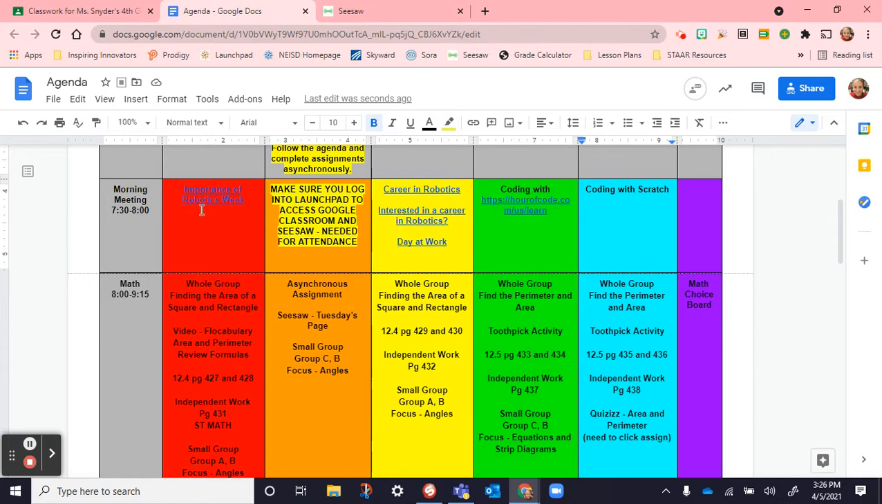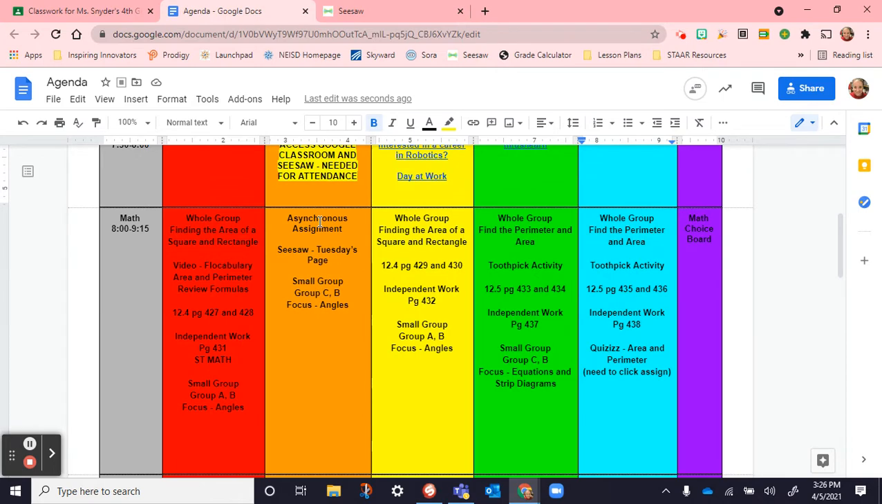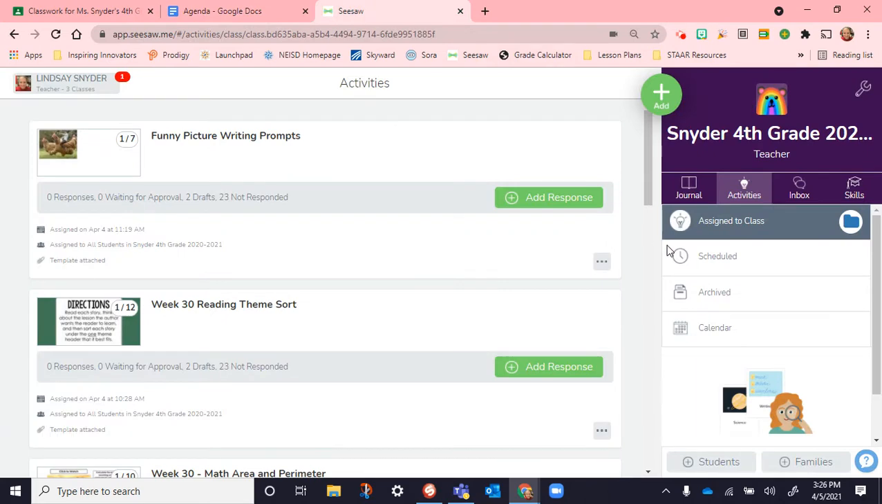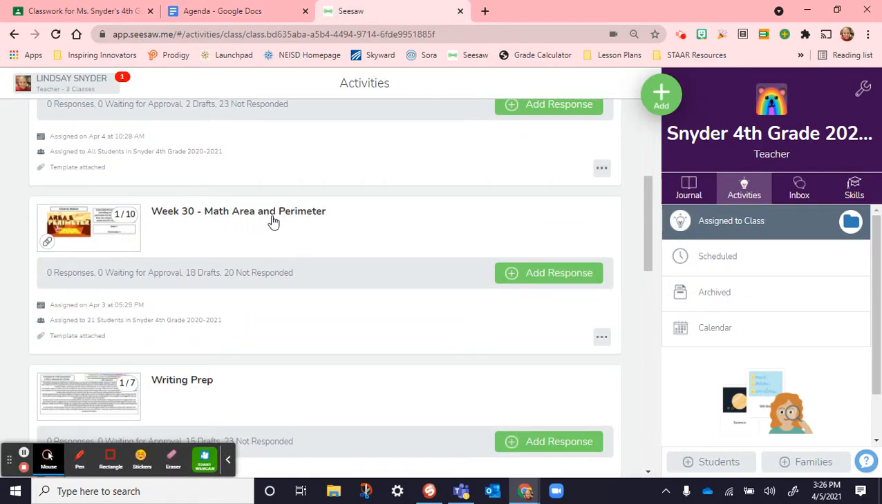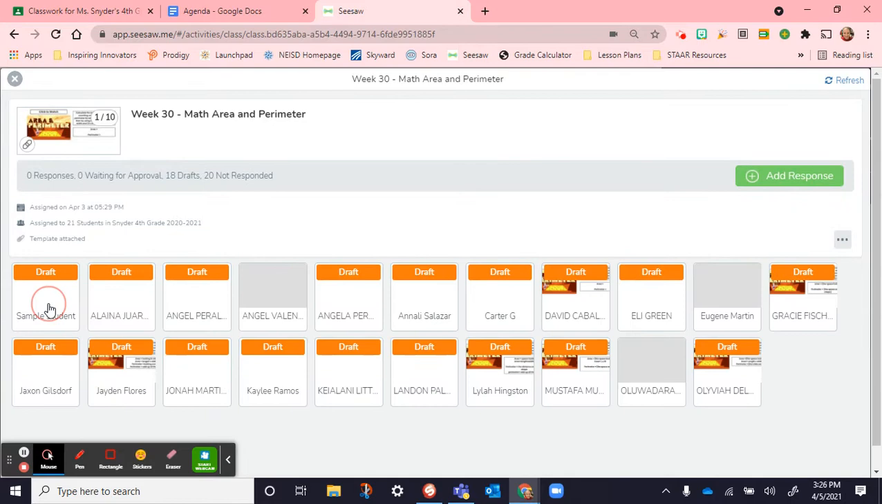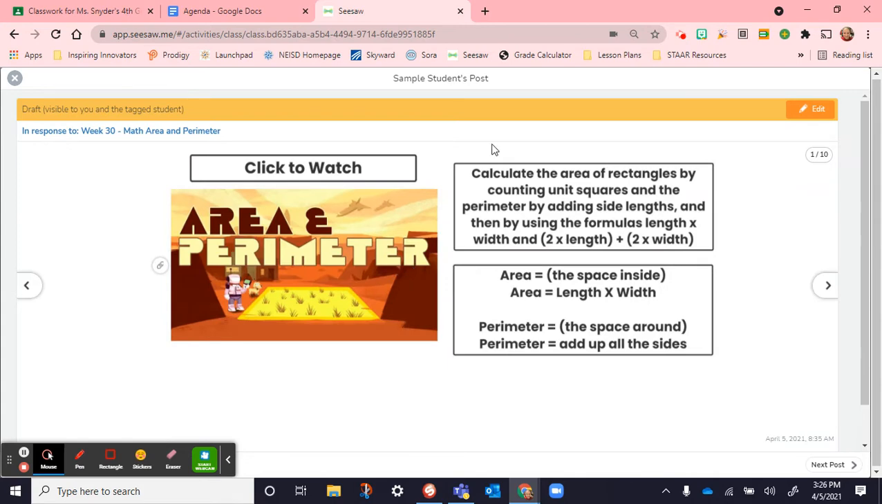So let's get started with math. So in math today, we started practicing finding the area of a rectangle. And we went to Seesaw. And in Seesaw, there is a week 30 math area and perimeter assignment here. So go ahead, open that up.